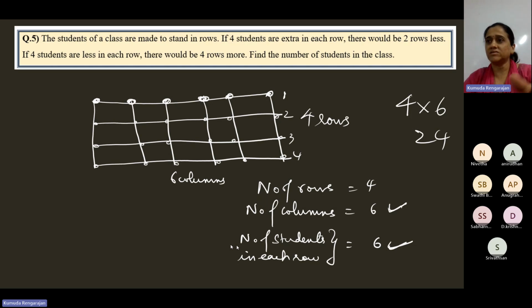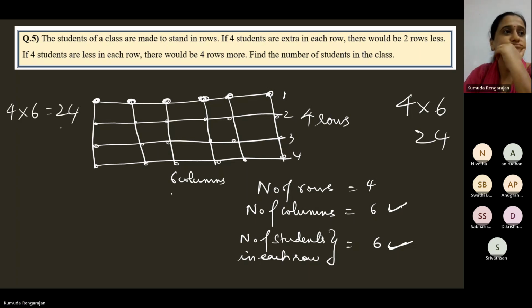How many students are there in this arrangement? 24. 4 rows, 6 columns. So 4 times 6 is 24. So rows into columns will give you the number of students, or rows into number of students in each row. How many rows? 4. How many students in each row? 6. 24 students.